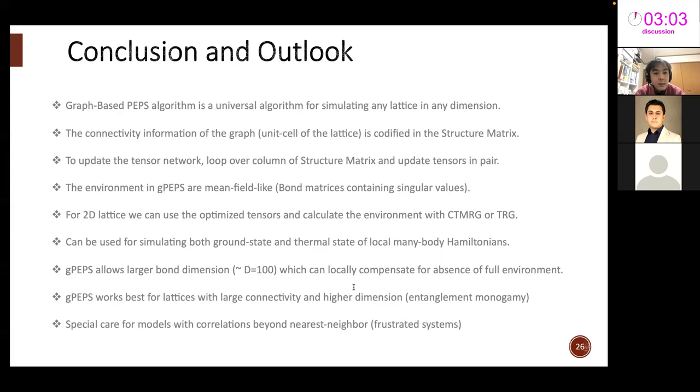However, another good thing is that while we don't have access to the full environment, we are still able to increase the bond dimension locally, for example up to 100, depending on the computational resources that you have. Increasing the bond dimension to very large values can locally compensate for the lack of full environment. Of course, it cannot give you information beyond the nearest neighbor. However, at the local level, it can capture the local entanglement structure very well.